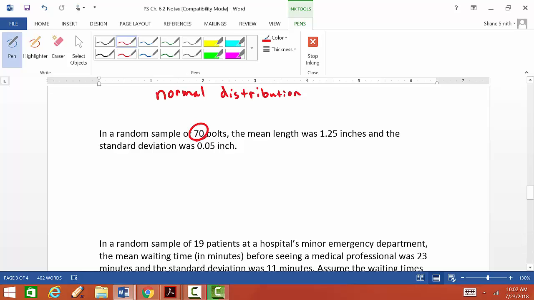So my sample size is good. Do I have a population standard deviation? I have a standard deviation, but it's not a population standard deviation. So therefore, this is a t-distribution.